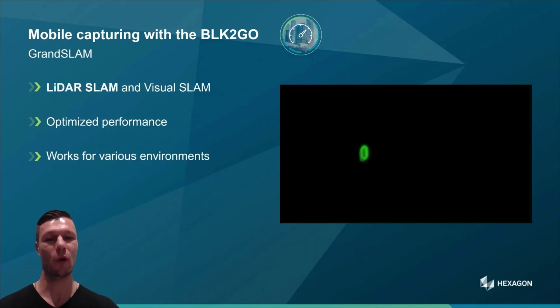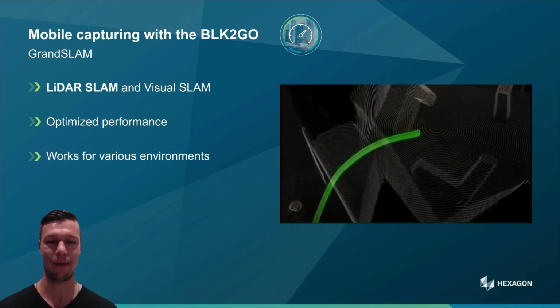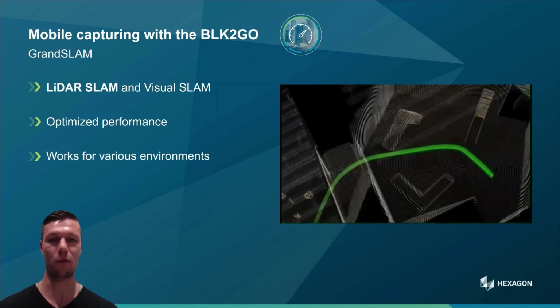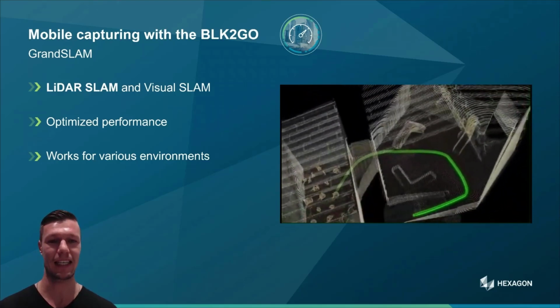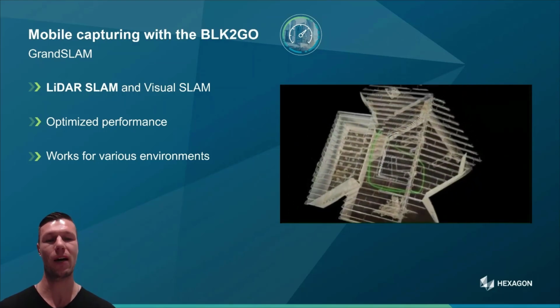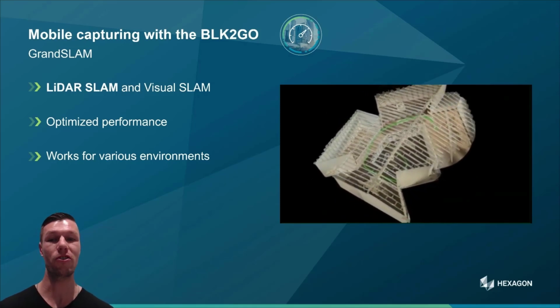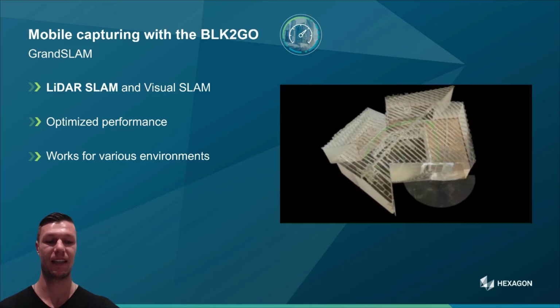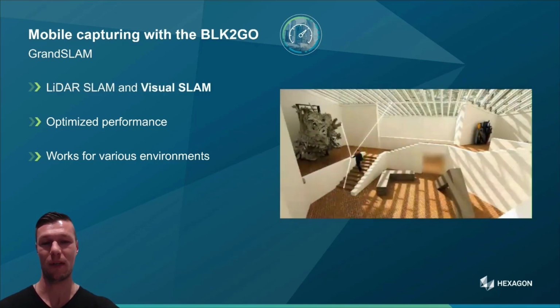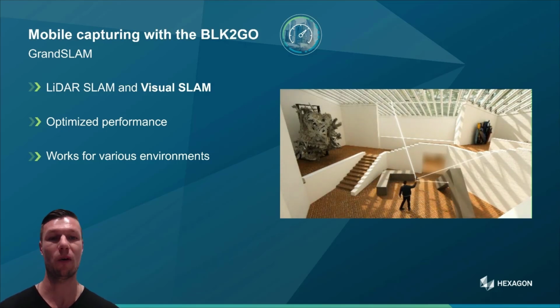With the BLK2GO, we use a special version of SLAM. Our solution is called Grand SLAM, and basically means that we have a sensor fusion where we make use of LiDAR SLAM and visual SLAM. So LiDAR SLAM, you see here, we capture the space with our LiDAR very quickly and accurately, and this information we make use to position ourselves in the space. Same holds true with the cameras, where we collect the information with the BLK2GO from visual features which are placed all around the environment which we want to capture.